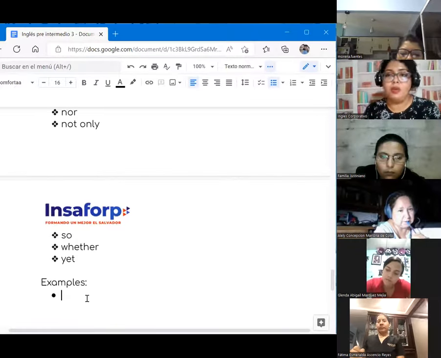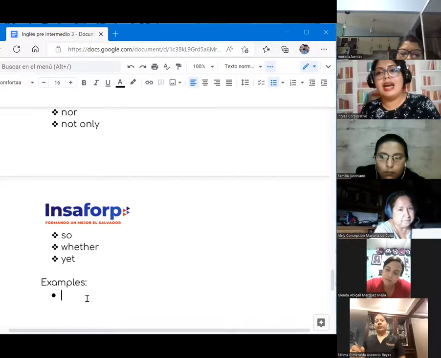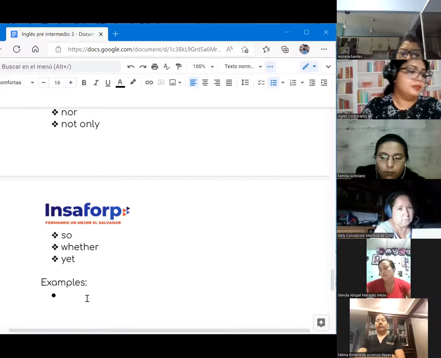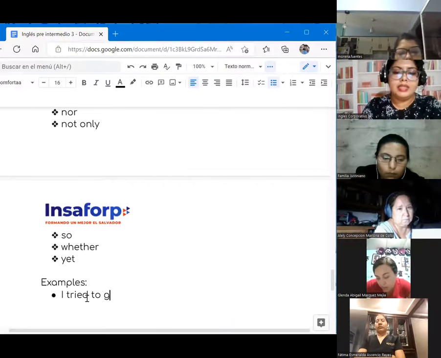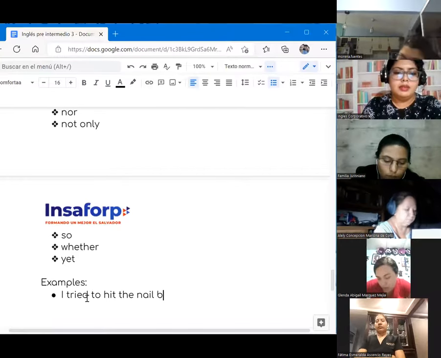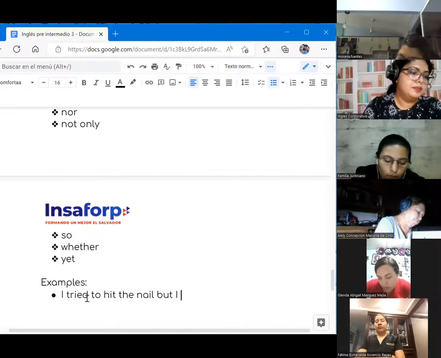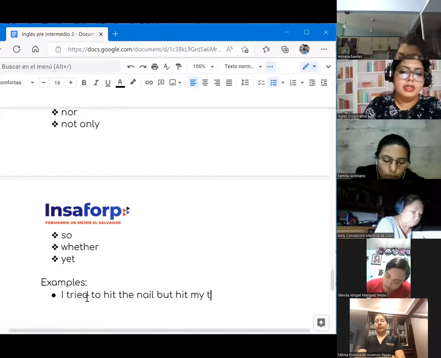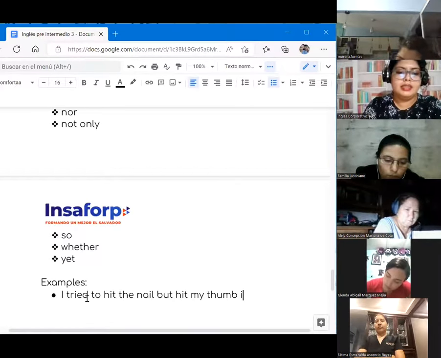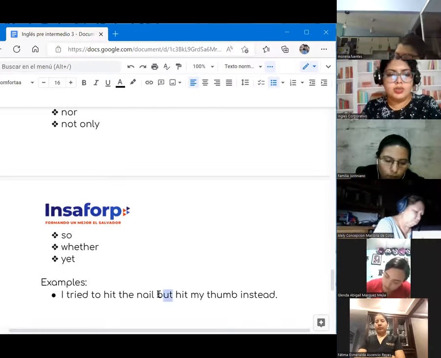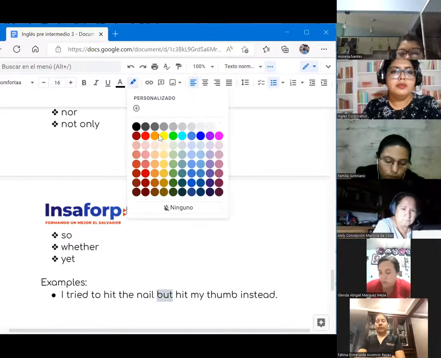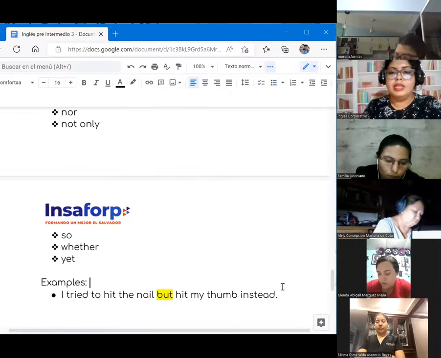But, pero. In that case, is a conjunction. I tried to hit the nail, but hit my thumb instead. But in this case, this one.